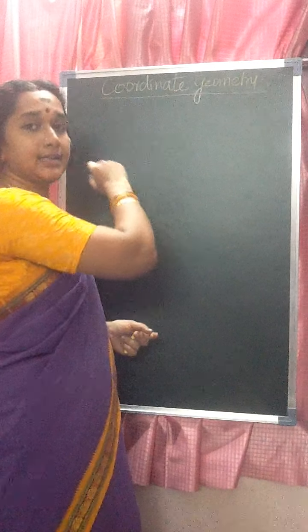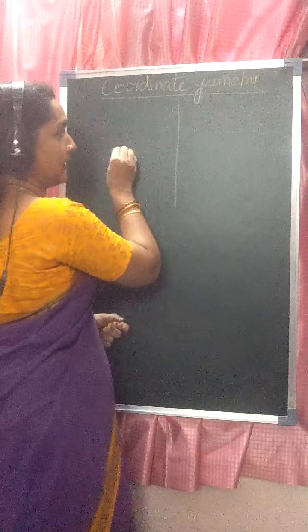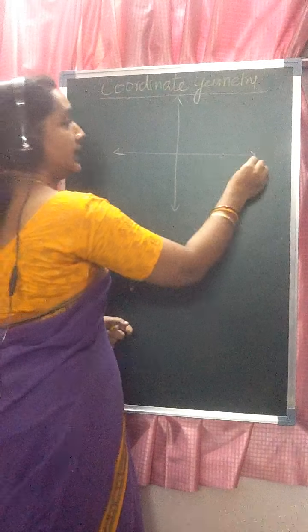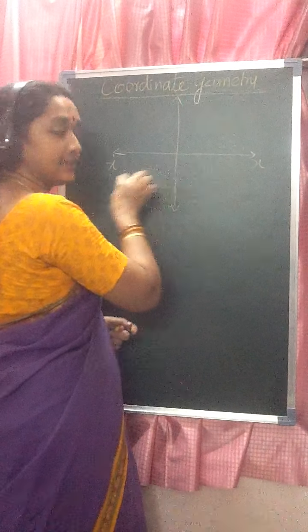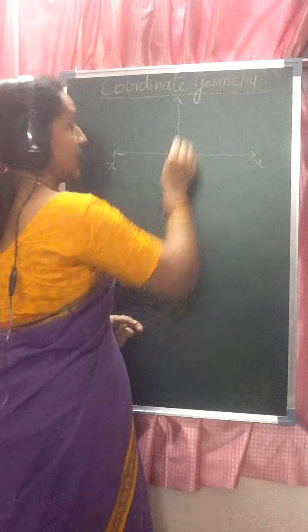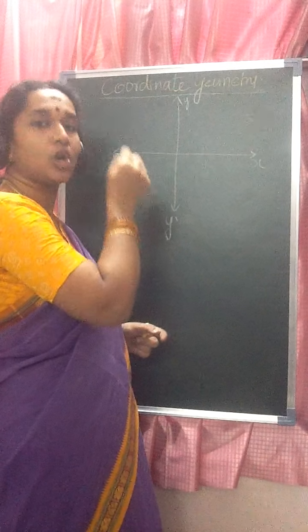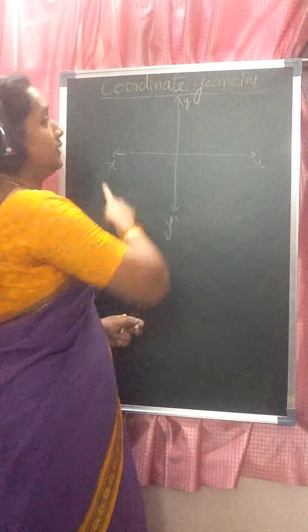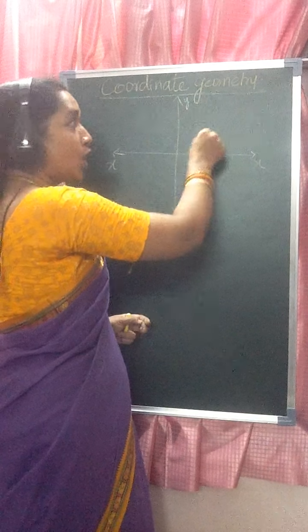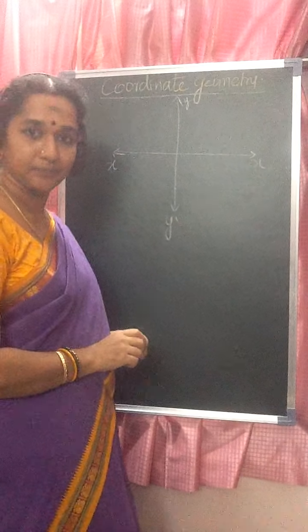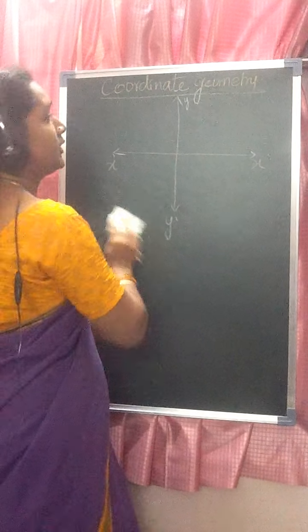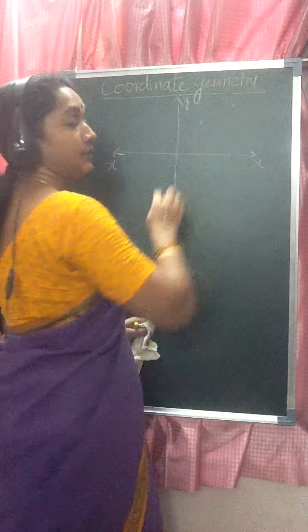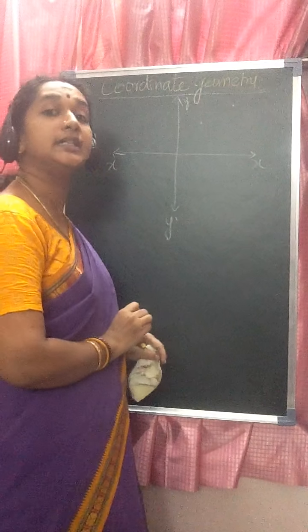In class 9, in coordinate geometry, the Cartesian plane will be there, x and x dash, y dash and y. You have learned to locate or plot the points on the Cartesian plane. This year, in this video, we will learn about the distance formula.